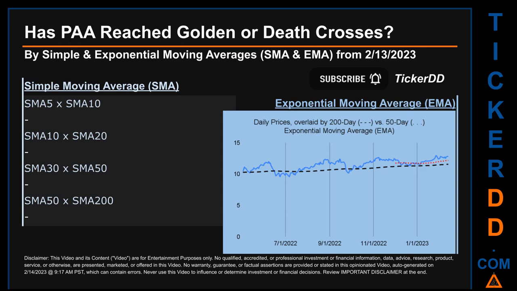We could not find either a golden cross or a death cross signal for the 5 to 10, the 10 to 20, the 30 to 50, the 50 to 200.